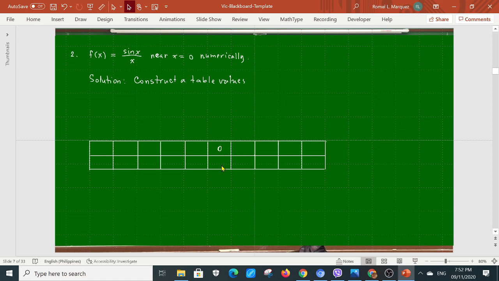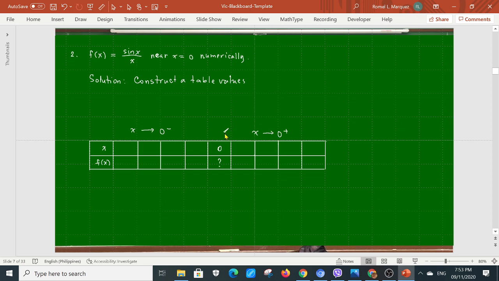The values of x approach, and we want to know this: x, y, f of x. Again, your x approaches 0 from the left. Here, your x approaches 0 from the right. Okay? Approaches 0 from the right.